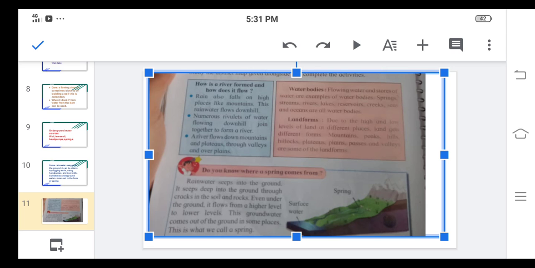Due to the high and low level of land at different places, land gets different forms: mountains, peaks, hills, hillocks, plateau, plain, passes and valleys are some of the landforms. See, as I told you, land is not the same everywhere. It is not flat everywhere. Somewhere it is high, somewhere it is low. So due to this high and low level of the land, these different landforms have formed.